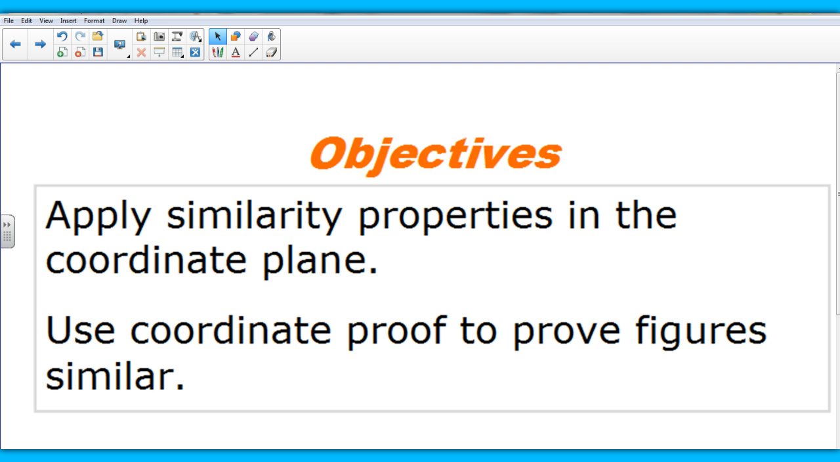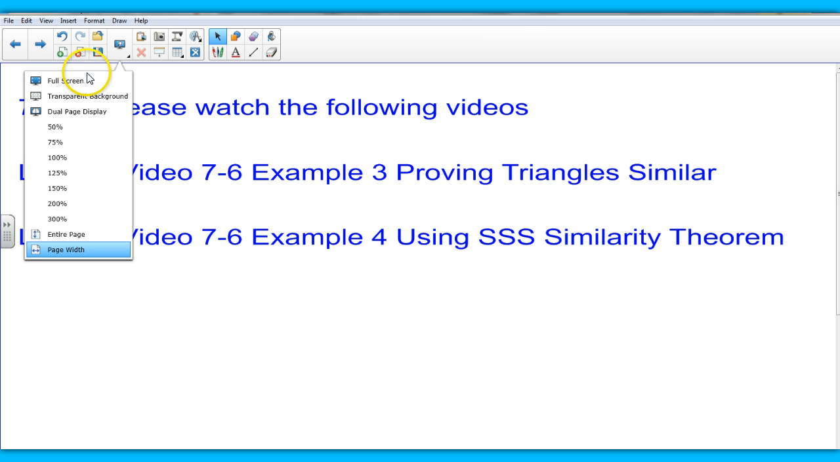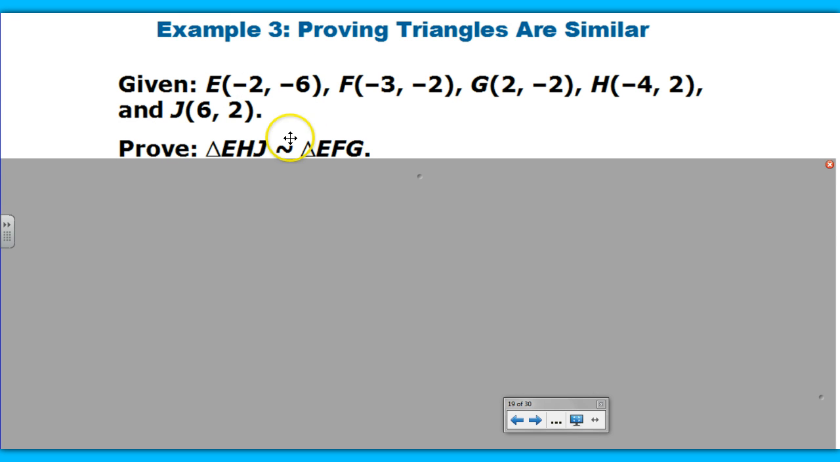Anyway, yesterday we were applying similarity properties, and today we're going to use coordinate proofs to prove figures similar. I left most of the notes open for you so that you could just follow through. So let's move to the second day of 7-6. You could go and watch a couple of videos available with Holt-McDougall online, proving triangles similar. But let's also try it here together, and walk through a couple of samples that are in your notes right here.